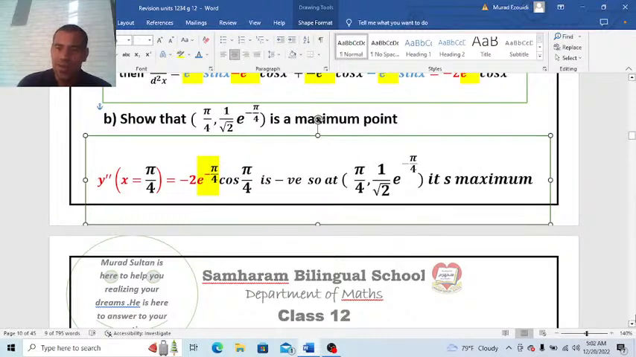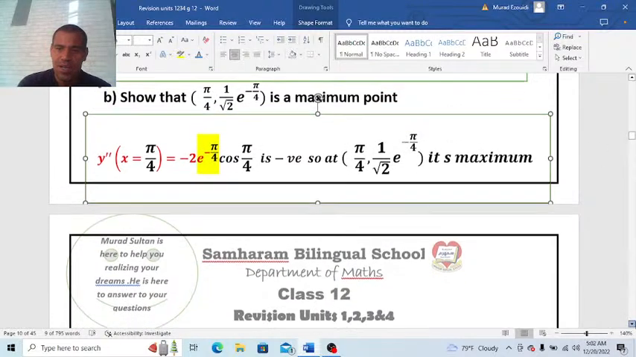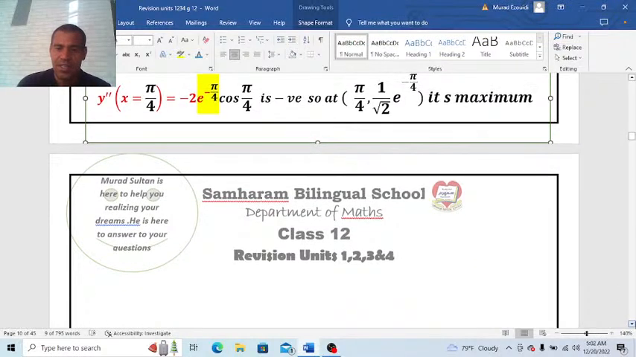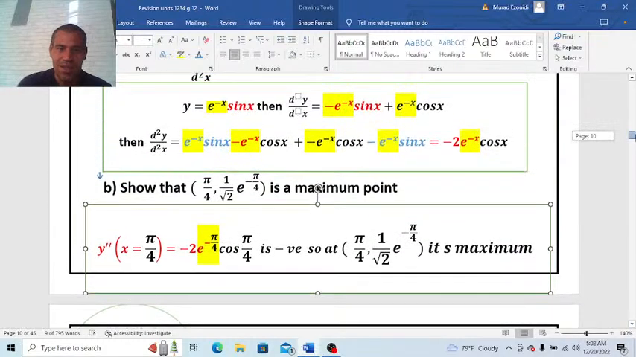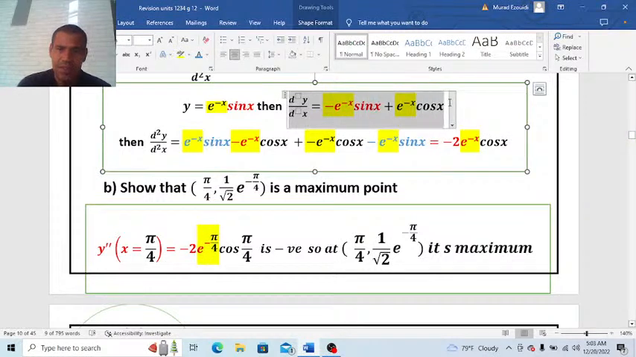To find the next point, learners, you should go back to the first derivative of the function and set y dash equals 0. It means you are going to find the stationary point. One is given, and you should find the next one, the second one. So I will go back to my first equation. This is the first derivative of the function.